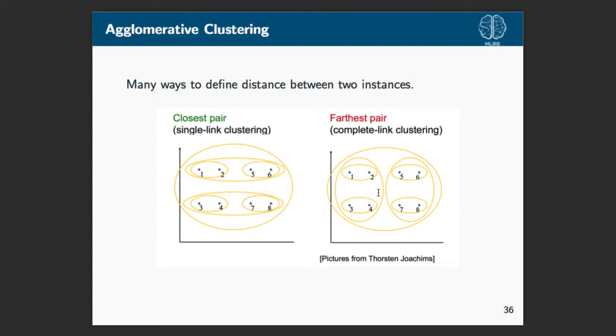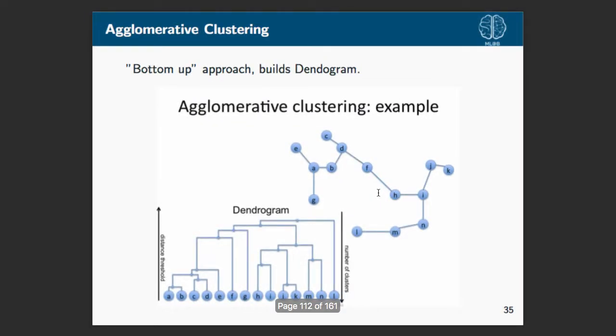So within your merged bubble, that's how you assign distances. Another thing you could do is average, but these tend to work the best. The point of this is basically building this dendrogram, so you can see the hierarchy of your data.